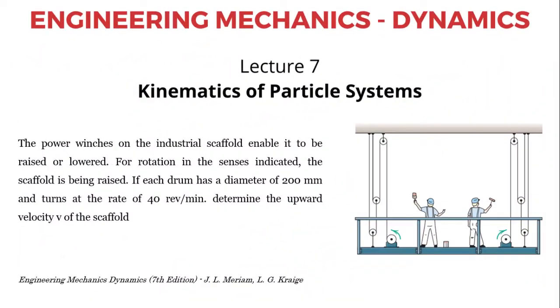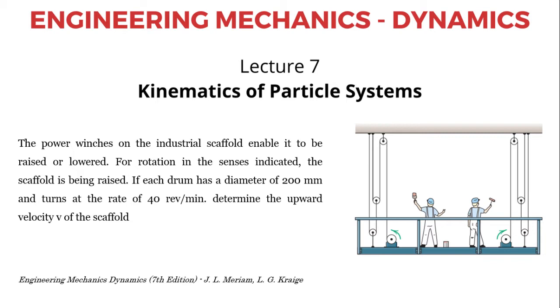Your first question: the power winches on the industrial scaffold enable it to be raised or lowered. For the rotation in the senses indicated, the scaffold is being raised. If each drum has a diameter of 200 mm and turns at the rate of 40 revolutions per minute, determine the upward velocity v of the scaffold.